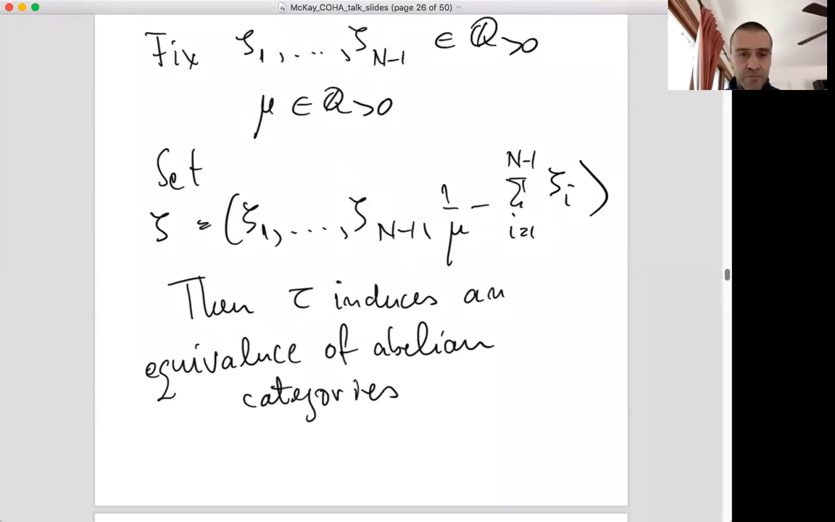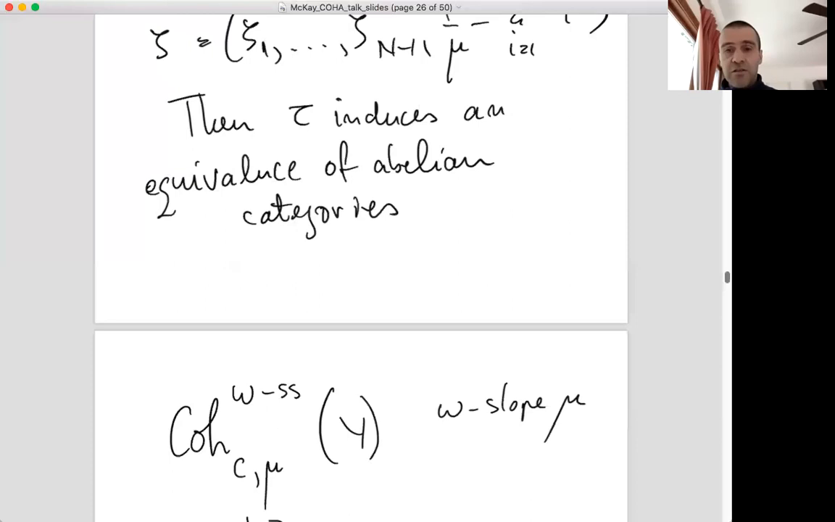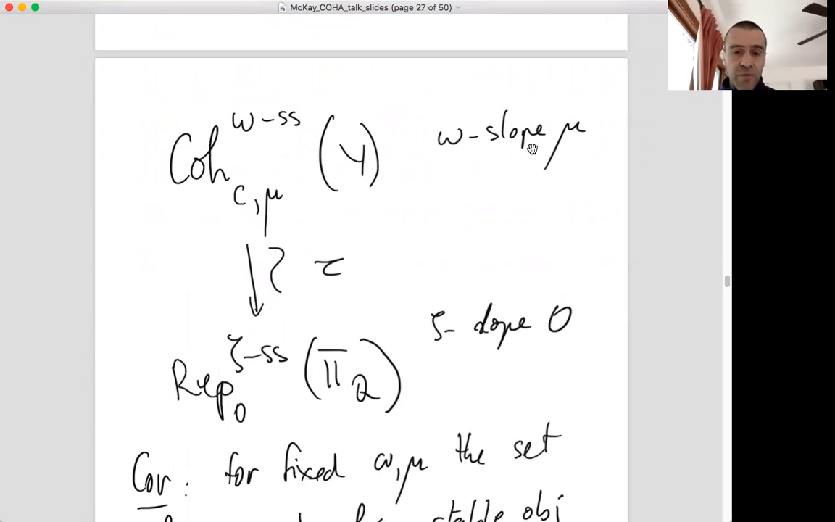So now what we can prove first is that this tilting functor induces an equivalence of abelian categories between the omega slope, omega semi-stable sheaves on Y with slope mu, with compact support, and the zeta semi-stable quiver representations or modules of pi q of slope zero.